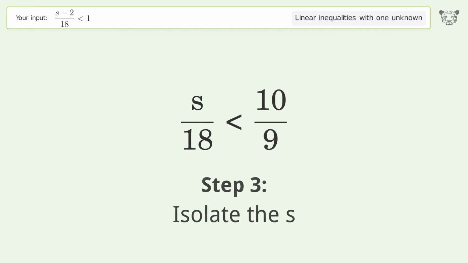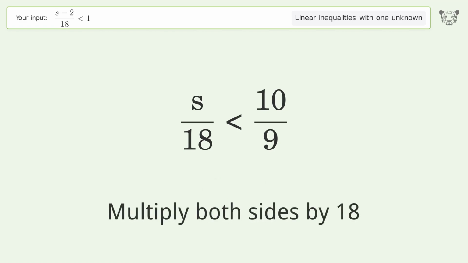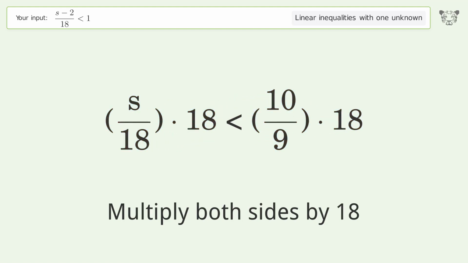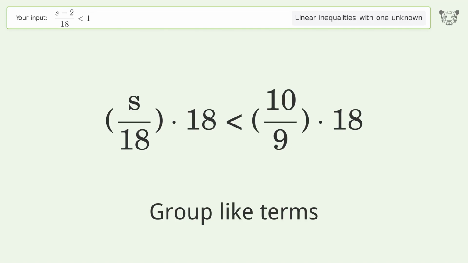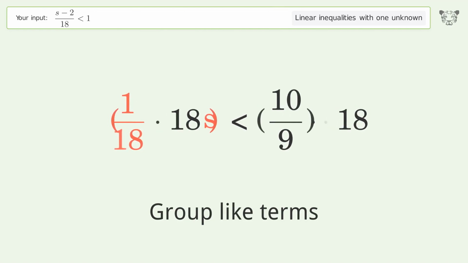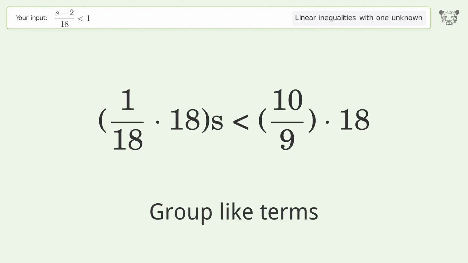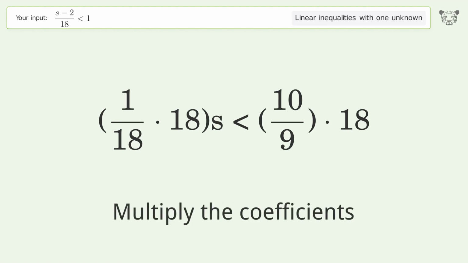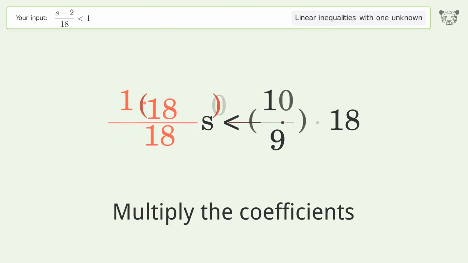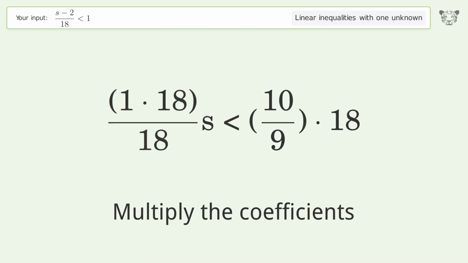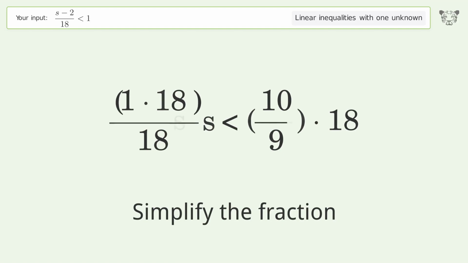Isolate the s. Multiply both sides by 18. Group like terms. Multiply the coefficients. Simplify the fraction.